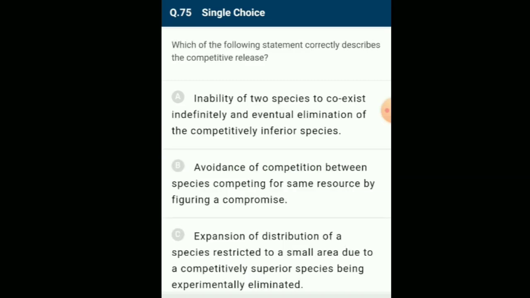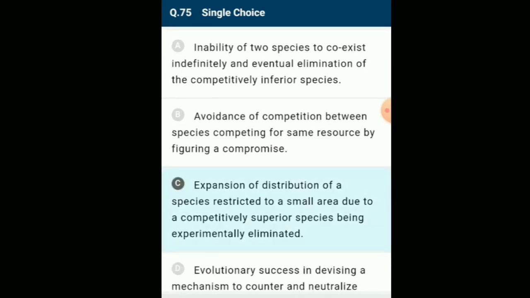Question number 75. Which of the following statements correctly describes competitive release? Sometimes a species is restricted to a smaller area due to another species which is superior. If the superior species is removed, the competition for the inferior species decreases and they increase in number and cover a wider area. This is called competitive release. So the answer for this question is option C, the expansion of the distribution of a species restricted to a small area due to a competitively superior species being experimentally eliminated.